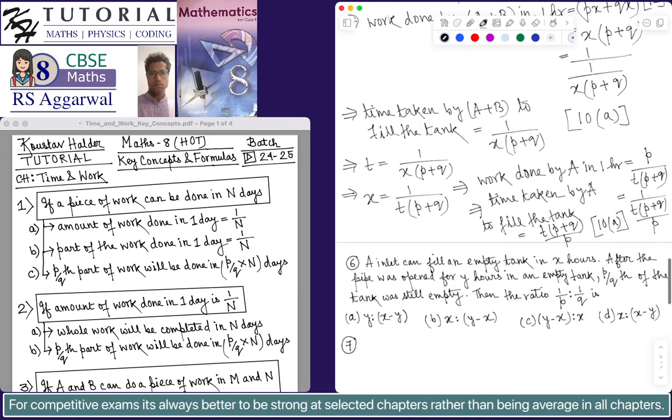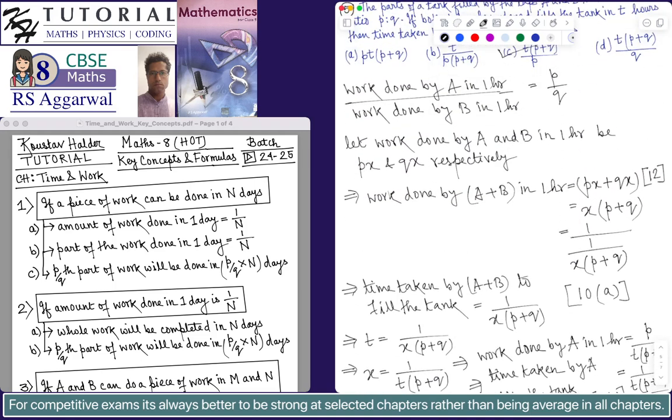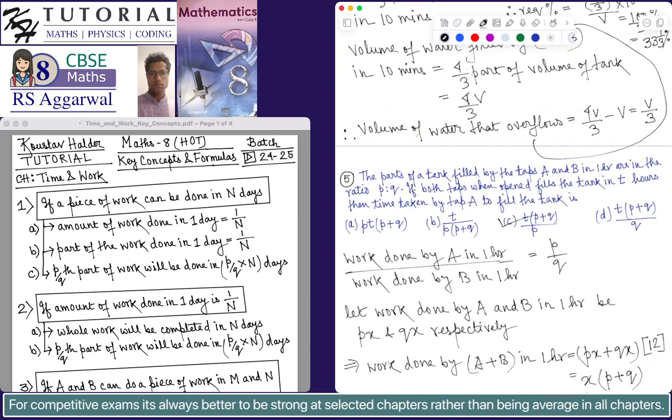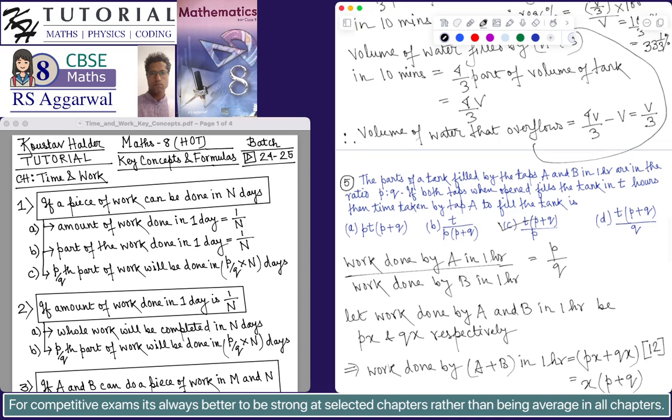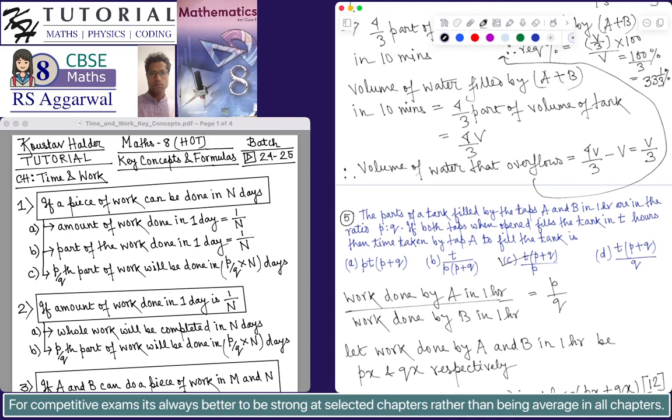So this brings to an end solving 5 good problems on the chapter of time and work. I hope all these problems will give you good practice of your understanding of the concepts of time and work, and will also evaluate and judge your understanding of the concepts.